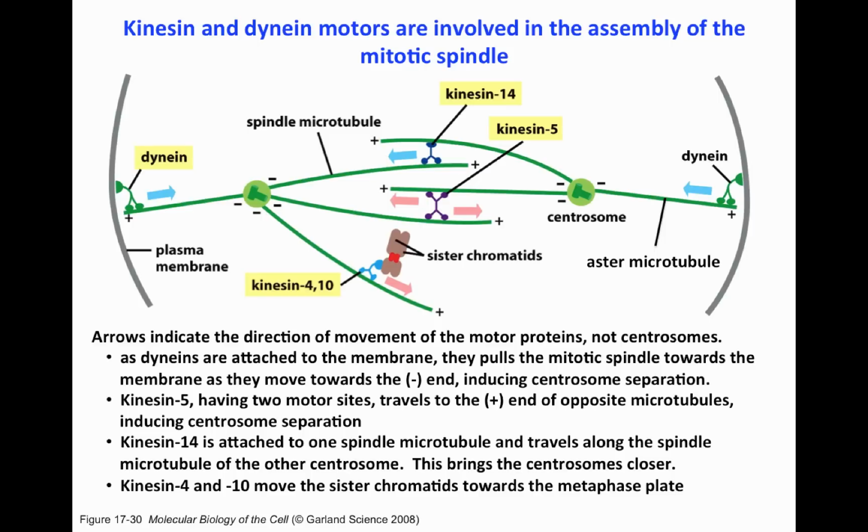So what you have at the end are the forces of kinesin 5, which is pushing the microtubules and centrosomes away from one another. You have the effects of dyneins in the opposite point of the cell, which are pulling the centrosomes towards them, and you have the effect of kinesin 14, which is trying to bring together the centrosomes.